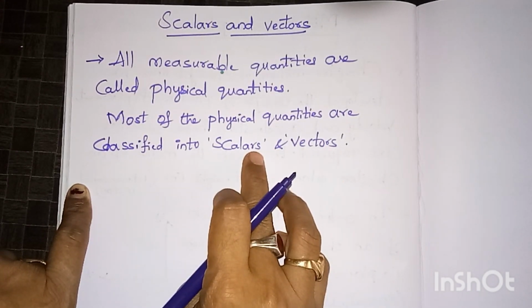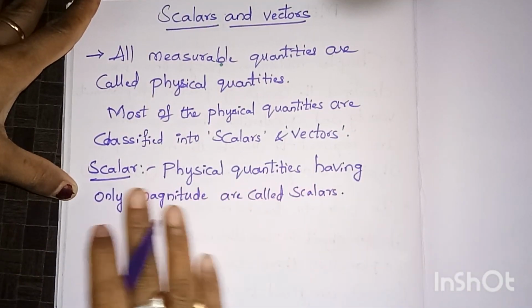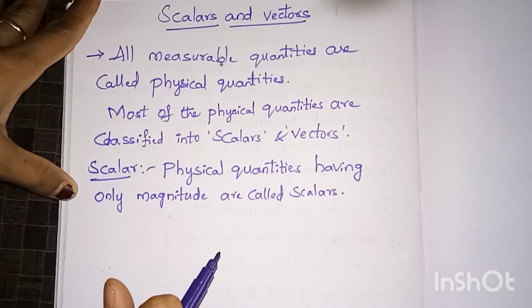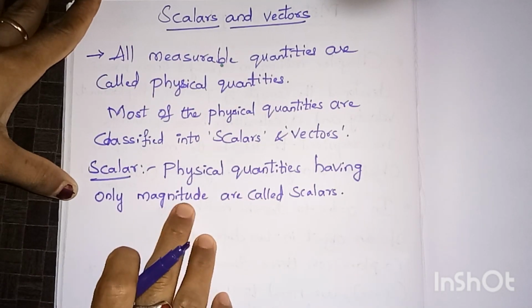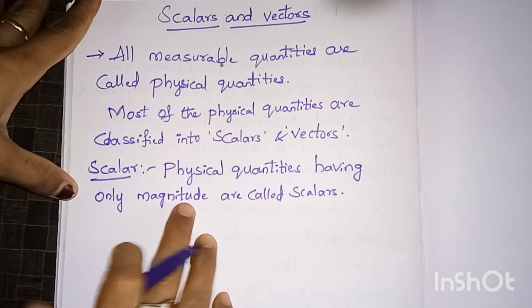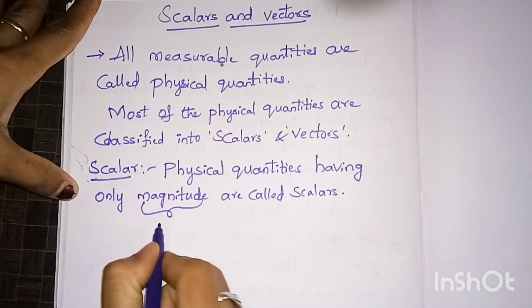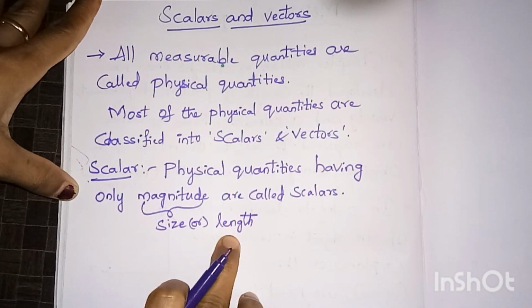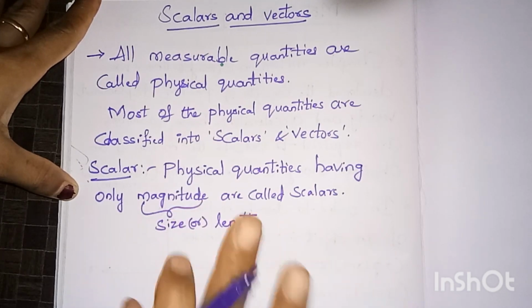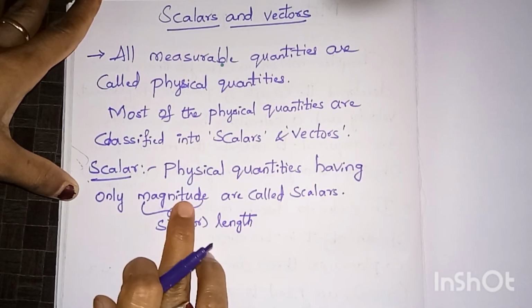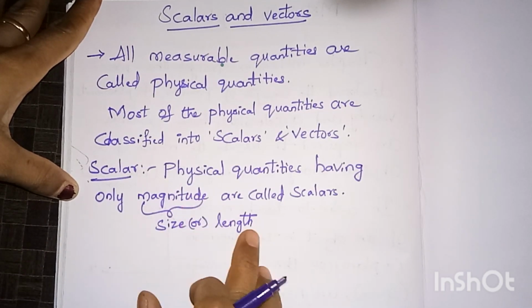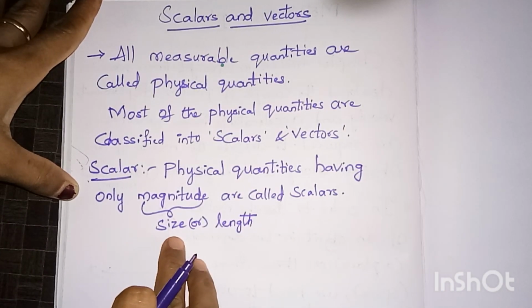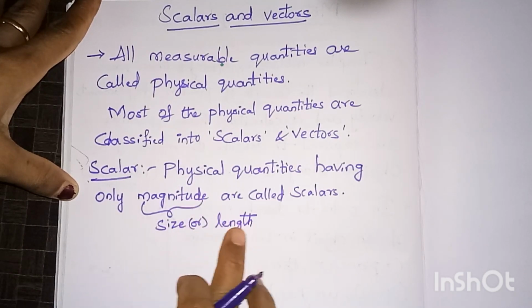So what is meant by scalar? Physical quantities having only magnitude are called scalars. Only magnitude means, what is the meaning of magnitude? Magnitude represents size or length. Any object's length represents magnitude, and in some cases the size can also be represented as magnitude. Mostly we take magnitude as length.